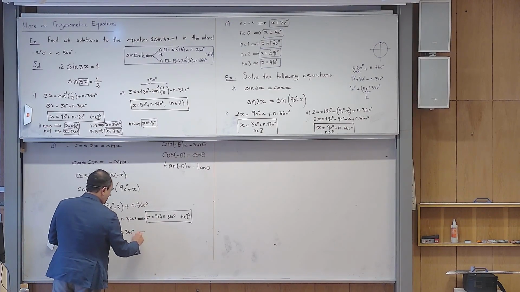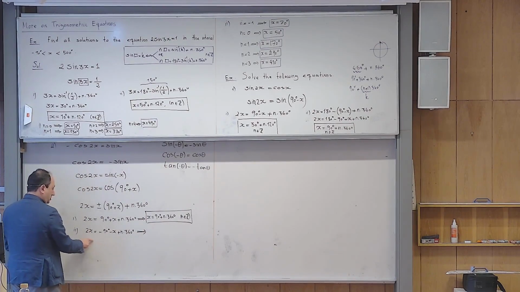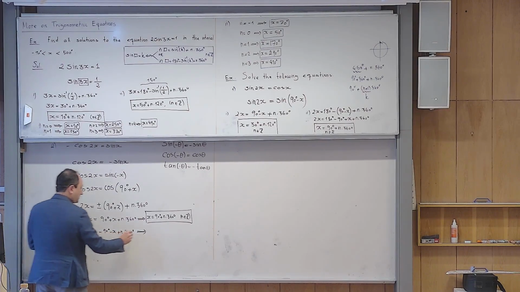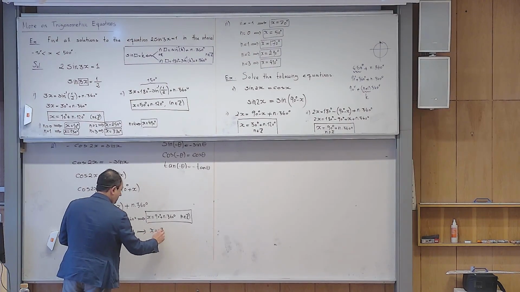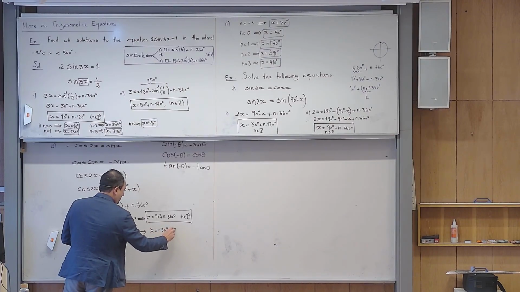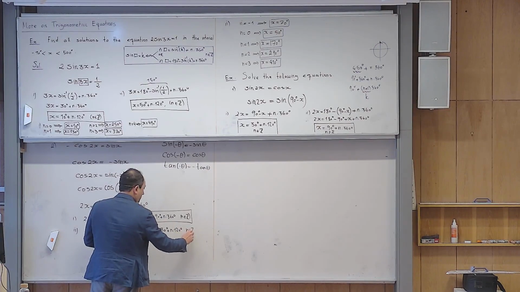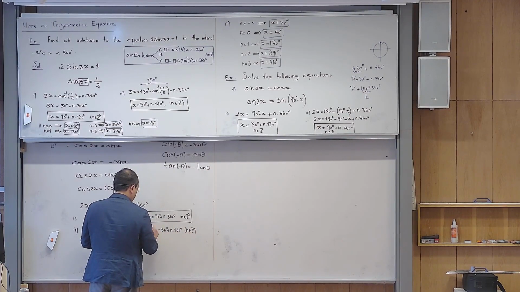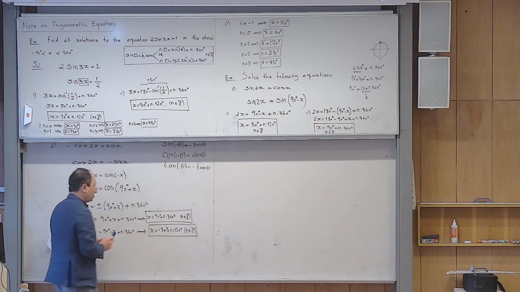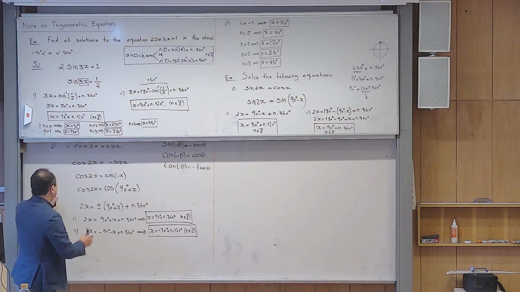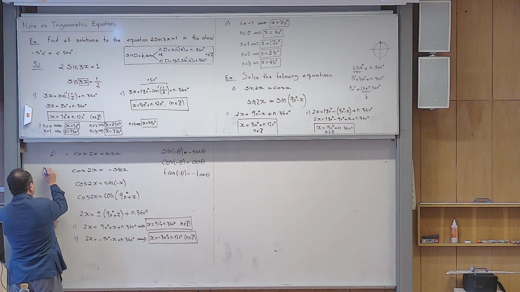Okay, let us do this part in our head. I move minus x to the other side, it becomes 3x. But because I want to find x, I divide everything by 3. So x becomes minus 30 plus n times 120 degrees. n belongs to Z. Okay, so let me write this as method 1.